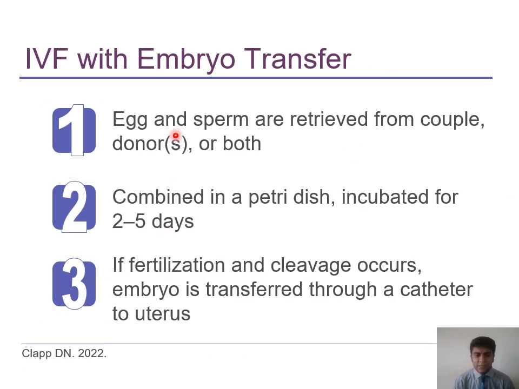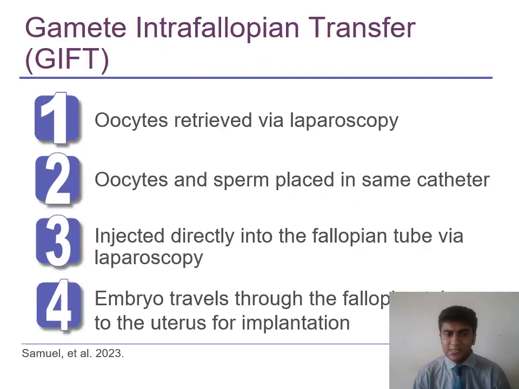So this is the procedure for IVF with embryo transfer. The egg and sperm are retrieved from the couple. They're combined in a petri dish and incubated for a few days. If fertilization and cleavage occur, the embryo is then transferred to the uterus of the woman. And finally, there is the achievement of pregnancy.